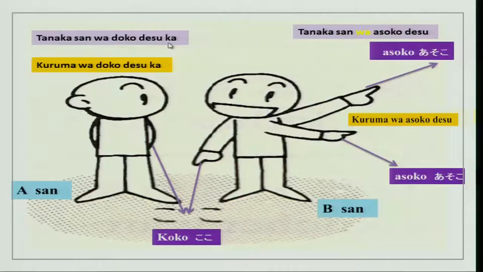So, as we have done earlier, you can replace this wa with mo, meaning also. Kuruma wa asoko desu. The car is over there and Tanaka-san is also over there. So, please, you can see wa you can replace with mo, if something has already been said which is similar to the answer given here. So, now I am sure your asoko, koko and soko is clear. And of course, he can also point at this and say koko, and A-san from here can say soko. So, I am sure this is clear now, the difference between koko, soko and asoko.